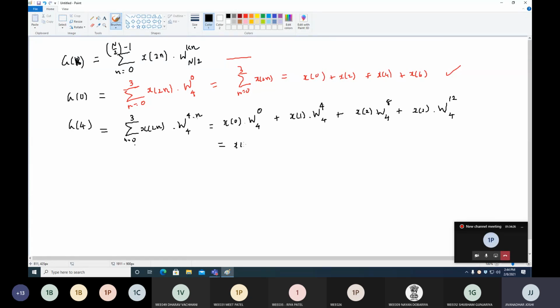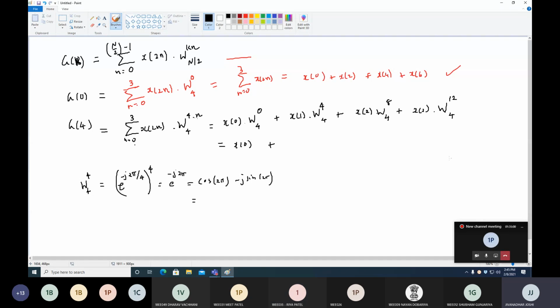So this is equal to x of 0 plus, now let us find out w4 raised to 4. This is equal to e raised to minus j 2 pi by 4, whole raised to 4. So this is equal to e raised to minus j 2 pi, which is cos 2 pi minus j sin 2 pi. You know sin 2 pi is 0. What about cos 2 pi?